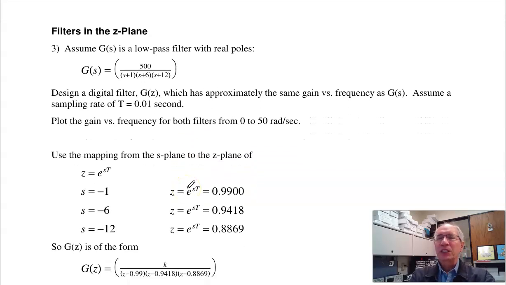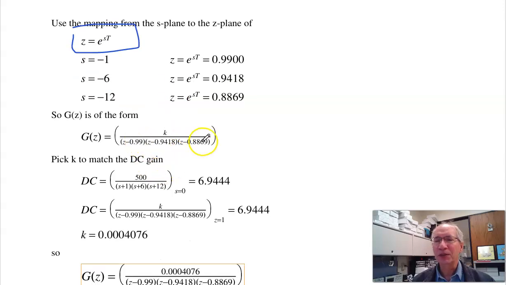To convert from the s-plane to the z-plane, there's a couple ways of doing it. The approach I like using is z is e to the st. That's the mapping from the s-plane to the z-plane. So problem 3 is if I have this filter in the s-plane, what is the discrete time equivalent? So in that case, if I know T is 0.01, I need to know that. To convert from the s-plane, I go e to the st, so s is minus 1 becomes a pole at 0.99 in the z-plane. Minus 6 becomes 0.9418 in the z-plane. Minus 12 becomes 0.8869. So I've got 3 poles in the s-plane, I've got 3 poles in the z-plane.